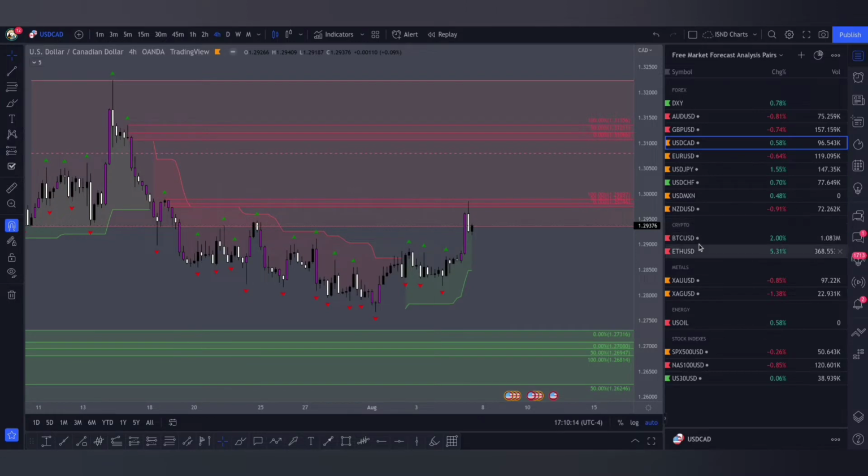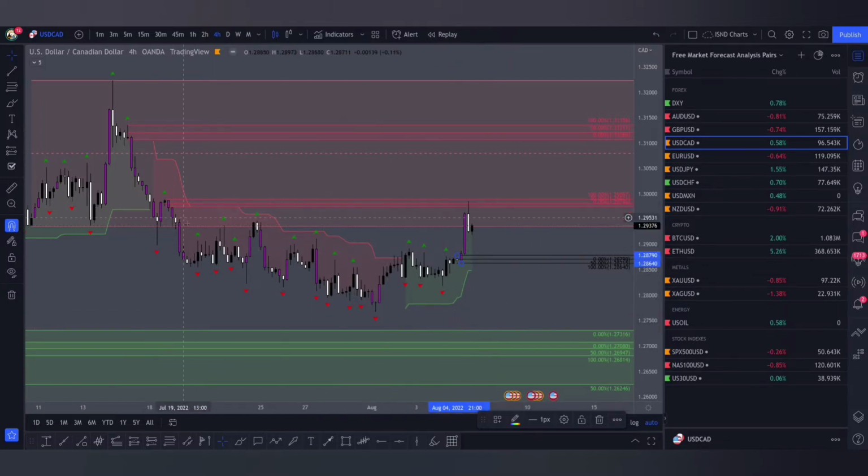Short-term currency bias for USD CAD for the week is consolidation. However, just because that is the short-term currency bias, that does not mean that pair will not give us any substantial moves. So again, we're just going to do what we always do, and that is wait for price to come into our unmitigated 4-hour zones, wait for our confirmation entries, and trade from there.